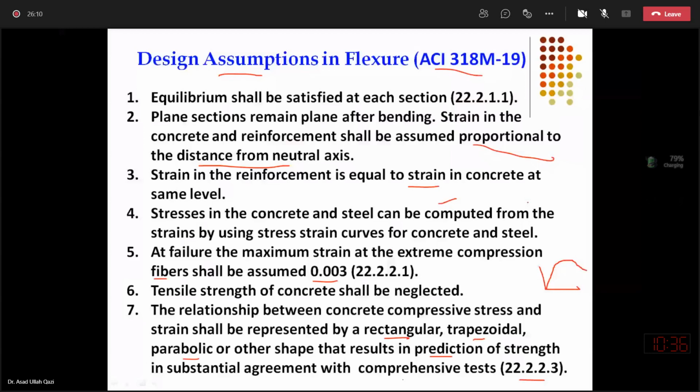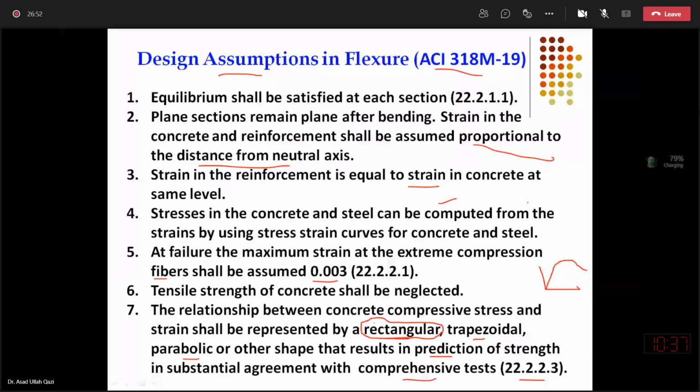So we are going to use the relationship between concrete compressive stress and strain, represented by a rectangular or uniform stress block, to make our equations simple. Finally, it will be proved that the simplified stresses are equal to the actual, and the answer in terms of compression force developed by the concrete will be equal whether we use the actual or the simplified. This is what we are going to discuss in detail in the coming slides.